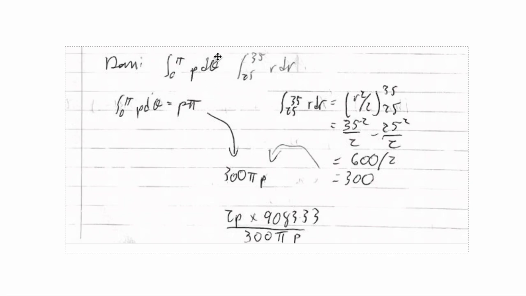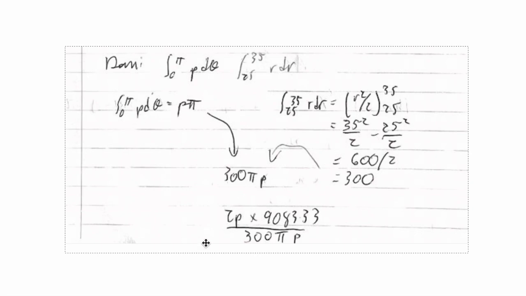Same thing. So we have our rho value here, on the integral of 0 to pi, and then r is still bound by 25 and 35. So with respect to rho d theta, that can just be converted to rho times pi, and then same thing down here, except instead of r squared, it's just r, so we'll take the antiderivative, we'll get r squared over 2, and then we'll evaluate the integral. We'll get 300 pi rho. Oh, I think I called that r earlier. My apologies. That should be rho.